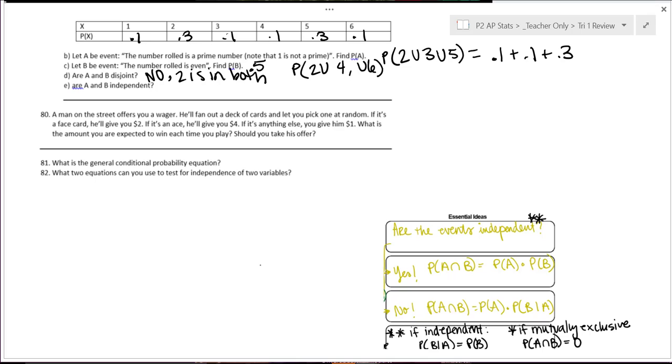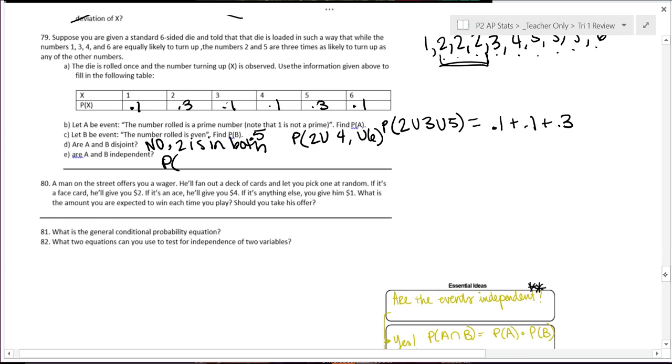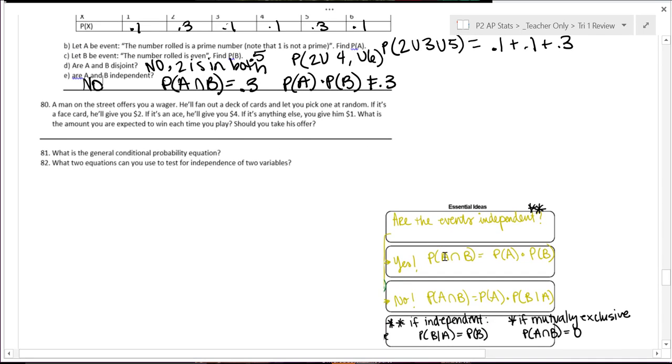So let's get the math done behind this. The probability that it is prime and even would be this guy right here. 2 is the only prime and even number. So prime and even would be A and B, and that's going to be 0.3. And the probability of A times the probability of B does not equal 0.3. So these things are not going to be independent because they do not match that clause.